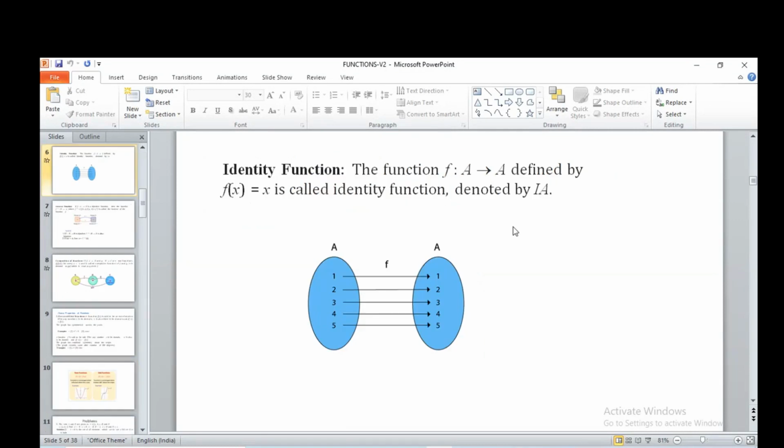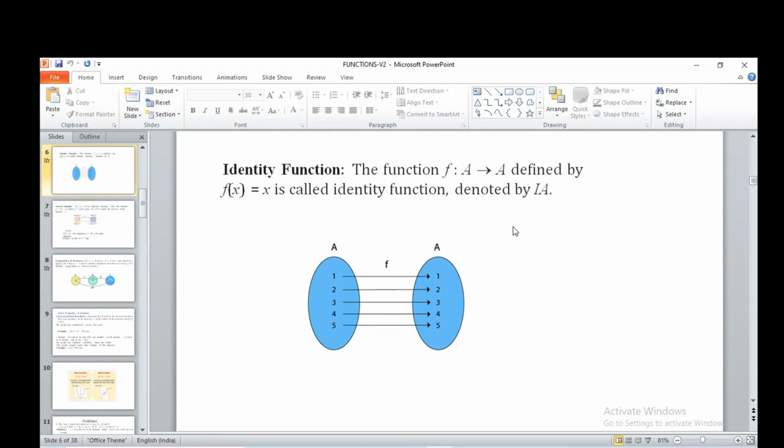Okay. Now, next, identity function. The identity function you can easily identify from the diagram itself. One is mapped to one, with the same common domain and codomain. Each and every element will be identical with the same path. The function f from A to A defined by f of x equal to x is called the identity function and denoted by IA.